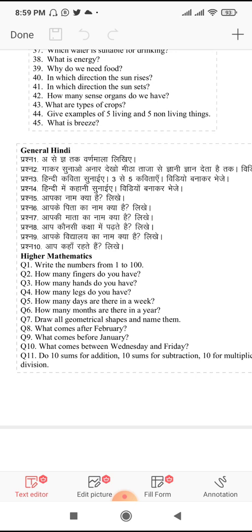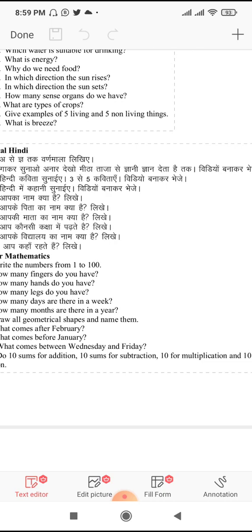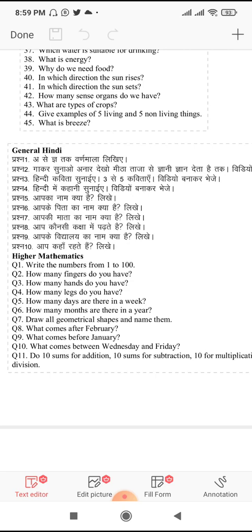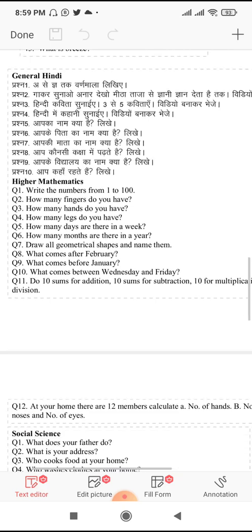व्हाट कम्स आफ्टर फरवरी? ओके, मार्च कम्स आफ्टर फरवरी. व्हाट कम्स बिफोर जनवरी? दिसंबर कम्स बिफोर जनवरी. व्हाट कम्स बिटवीन वेडनेसडे एंड फ्राइडे? थर्सडे कम्स बिटवीन. डू 10 sums फॉर द एडिशन, 10 sums फ्रॉम सब्सट्रैक्शन, 10 sums फॉर मल्टीप्लिकेशन, 10 फॉर डिवीजन. बहुत इजी मत कर लेना 1 + 1, 2 + 1, 2. दैट इज नॉट द वे.